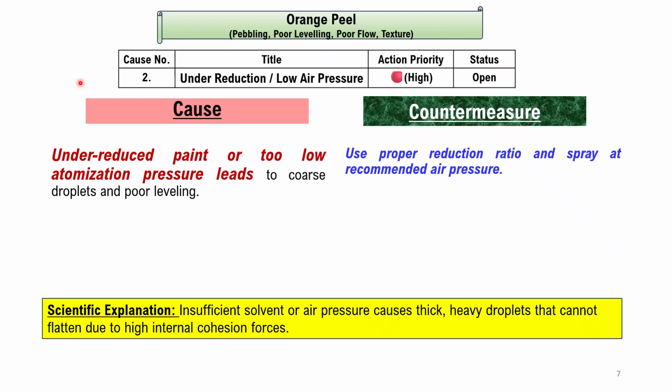The second important reason could be under reduction, that is, low air pressure. That is, under-reduced paint or too low atomization pressure leads to coarse droplets and poor leveling. It can be explained as insufficient solvent or air pressure causes thick, heavy droplets that cannot flatten due to high internal cohesion forces. Therefore, use proper reduction ratio and spray at recommended air pressure.